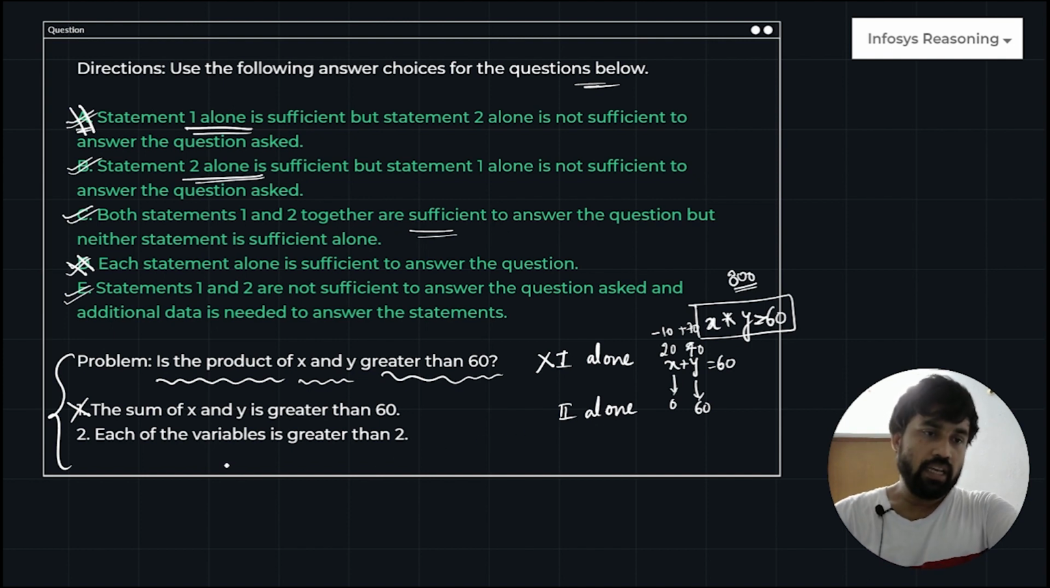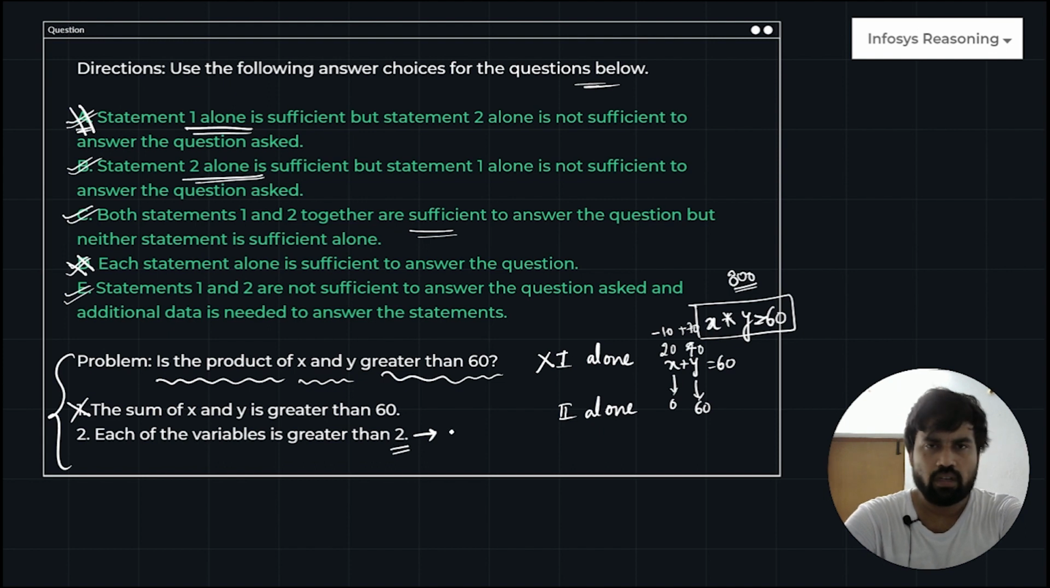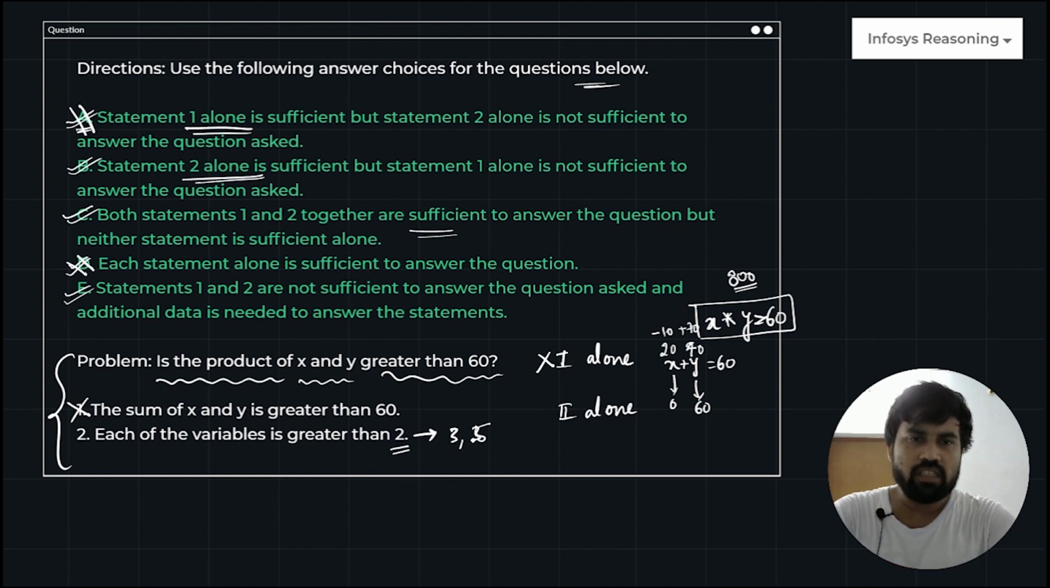Alone. Each variable is greater than 2. Don't compare statement 2 immediately with statement 1. This is the mistake around 80% of people will make in the examination. So don't compare immediately with statement 1. Try to analyze the statement alone first. So each variable is greater than 2. So can I say 3, 3 or 3, 5? 3 5s are how much? 3 5s are not more than 60.